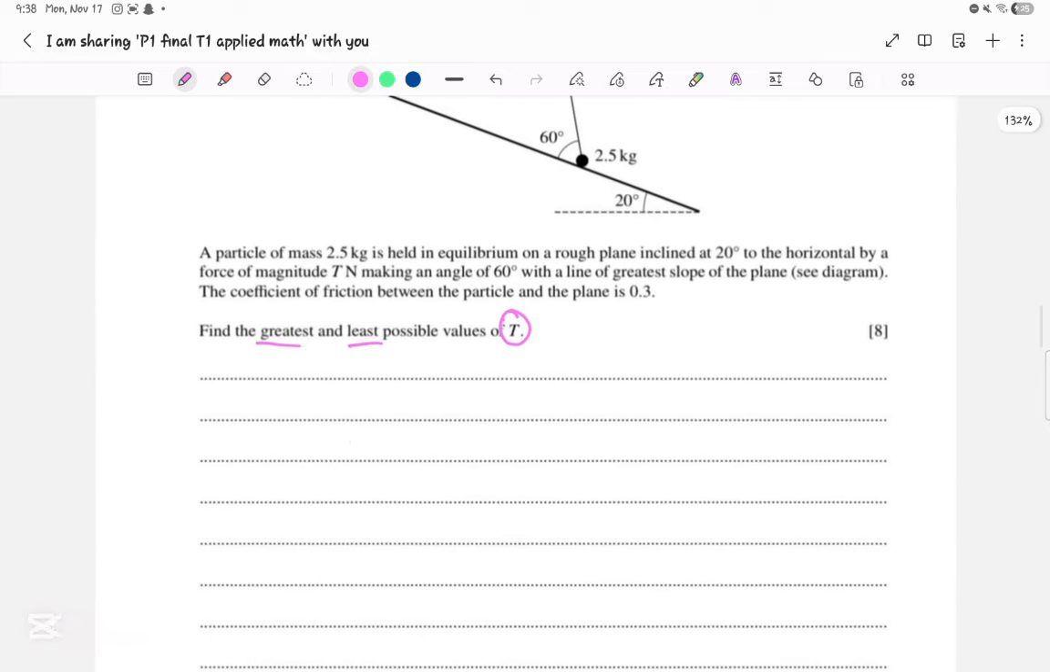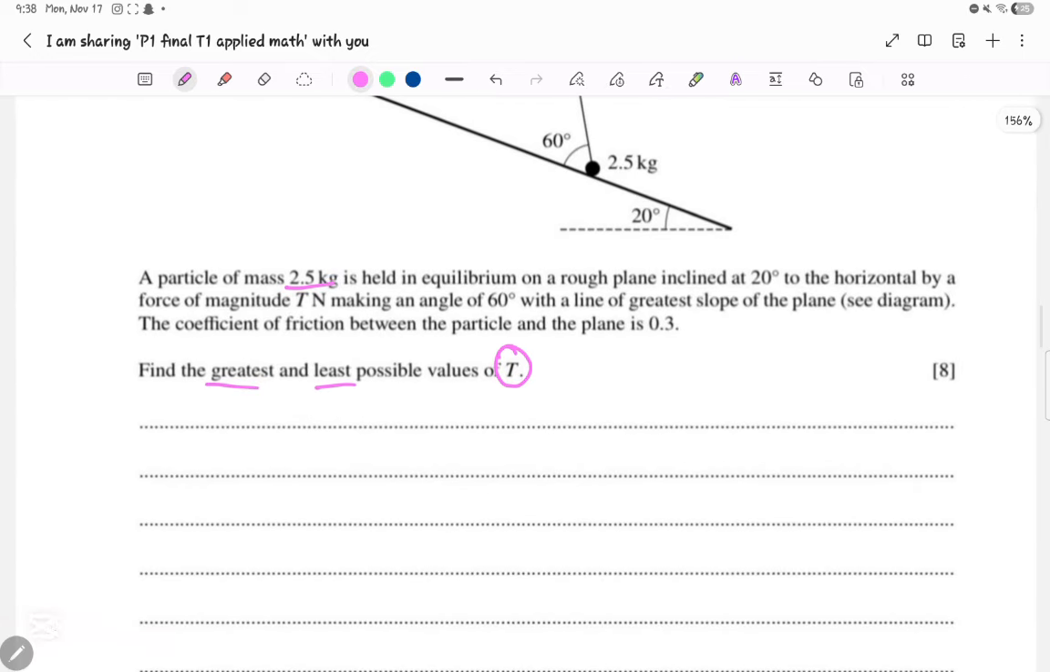Anyways, a particle of mass 2.5 kg is held in equilibrium. Very important: sigma Fy equals 0, sigma Fx equals 0. On a rough plane means that there is friction, inclined at an angle of 20 degrees to the horizontal by a force of magnitude T, making an angle of 60 degrees with a line of greatest slope, and the coefficient of friction is 0.3. Find the greatest and least possible values of T.